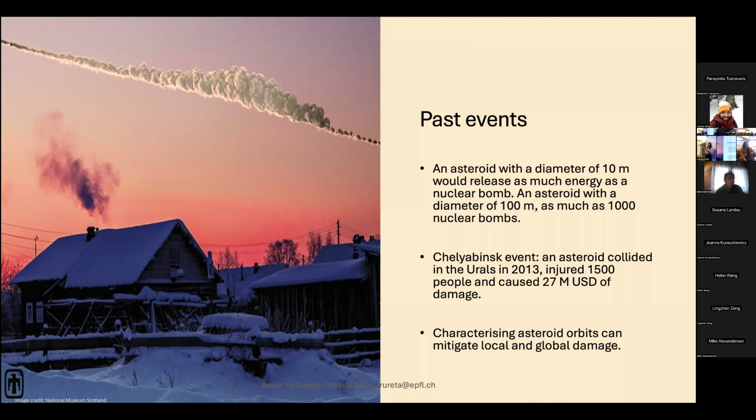So this will only be in an area of a few square kilometers, which means that it's extremely unlikely that it's going to harm anyone because most of the Earth's surface is just covered with water. But it does happen sometimes. So 10 years ago in Russia, there was the Chelyabinsk event, which is a collision that harmed 1,500 people and caused $27 million worth of damage. So by characterizing the orbits of these objects, we can help mitigate or even prevent local and global damage in our societies.